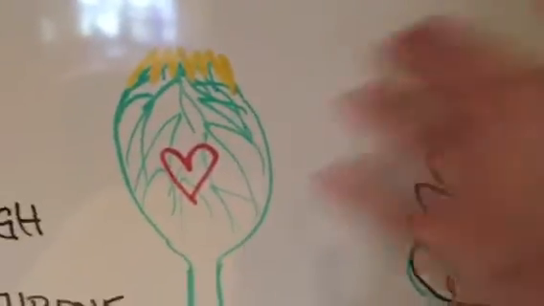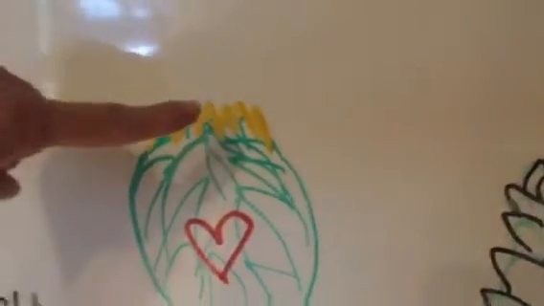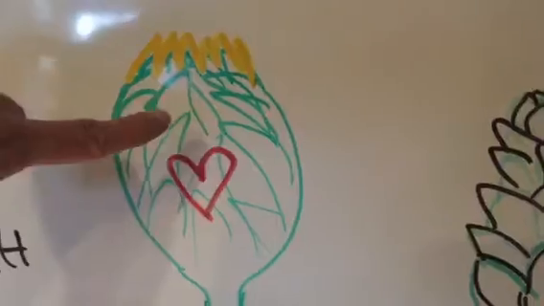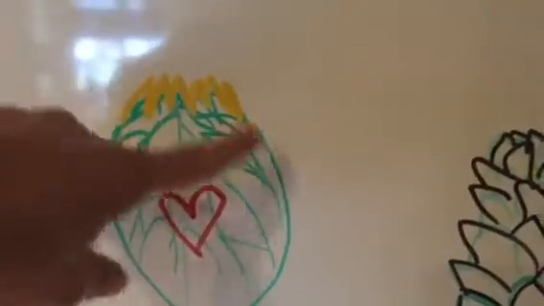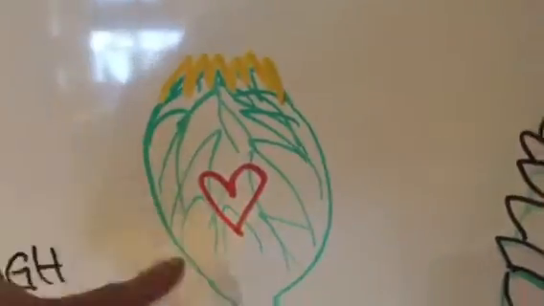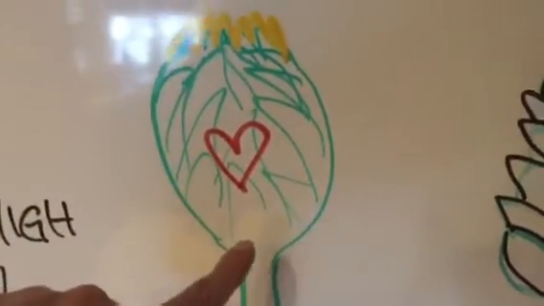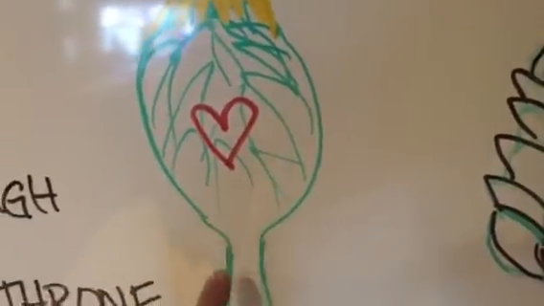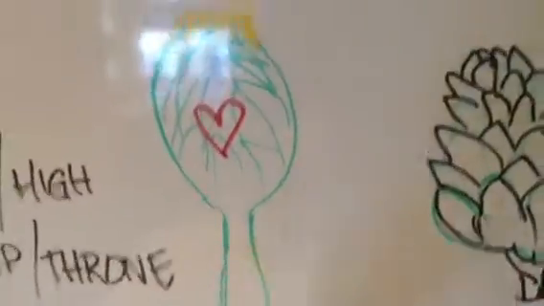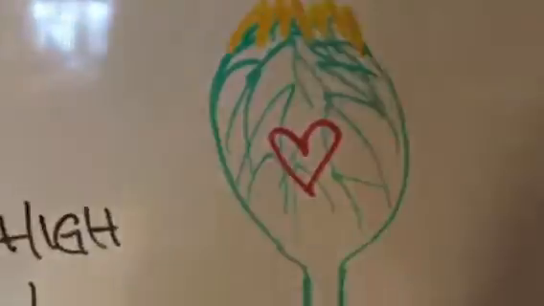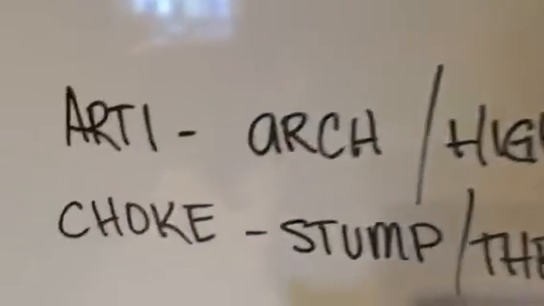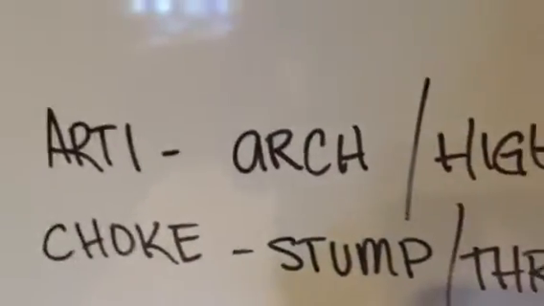The difference with the artichoke is it has a crown of thorns. It's got thorns up on the very top. And as you peel away the different layers that has these thorns, you get to the heart. And at the base of the artichoke you've got the stem, which is connected all the way to the root.